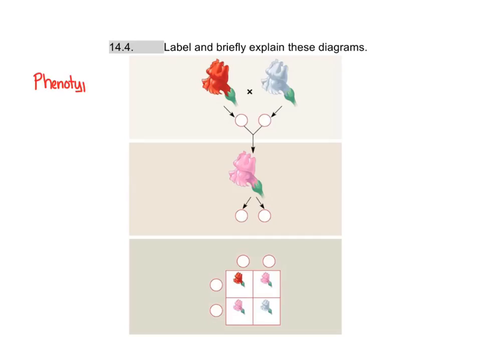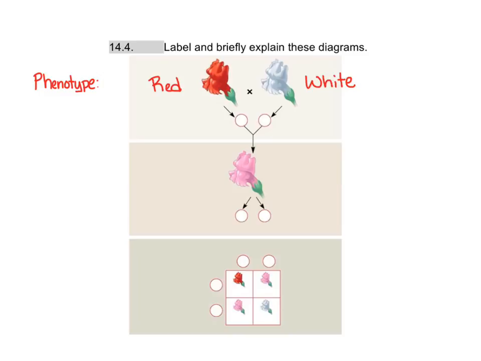So if you open up your QuAD, you will see a picture of a red flower and a white flower, and when I cross them together, I get a pink flower. So let's go ahead and label what we know. We know that the phenotype of the parental generation is one is red and one is white.